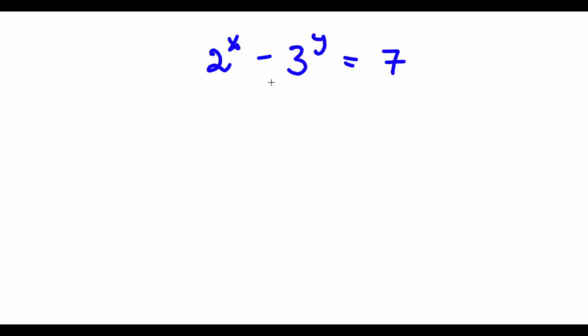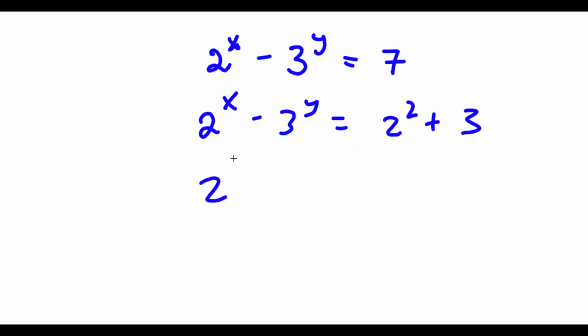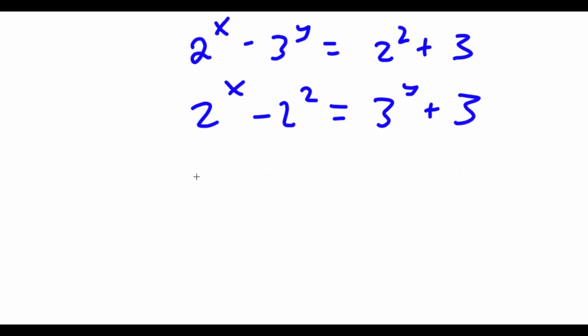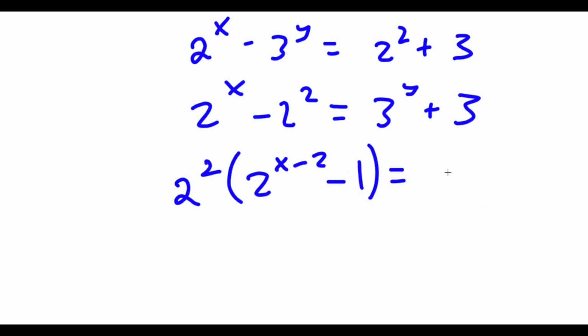Alright, so in this problem, I have 2 to the power of x minus 3 to the power of y equals 7. So I'm going to first rewrite this as 2 to the power of x minus 3 to the power of y is equal to 2 squared plus 3. Now I'm going to subtract 2 squared on both sides and add 3 to the power of y on both sides. So now I have 2 to the power of x minus 2 squared is equal to 3 to the power of y plus 3. Now if I factor out 2 squared from here, I get 2 squared times 2 to the power of x minus 2 minus 1 is equal to 3 times 3 to the power of y minus 1 plus 1.